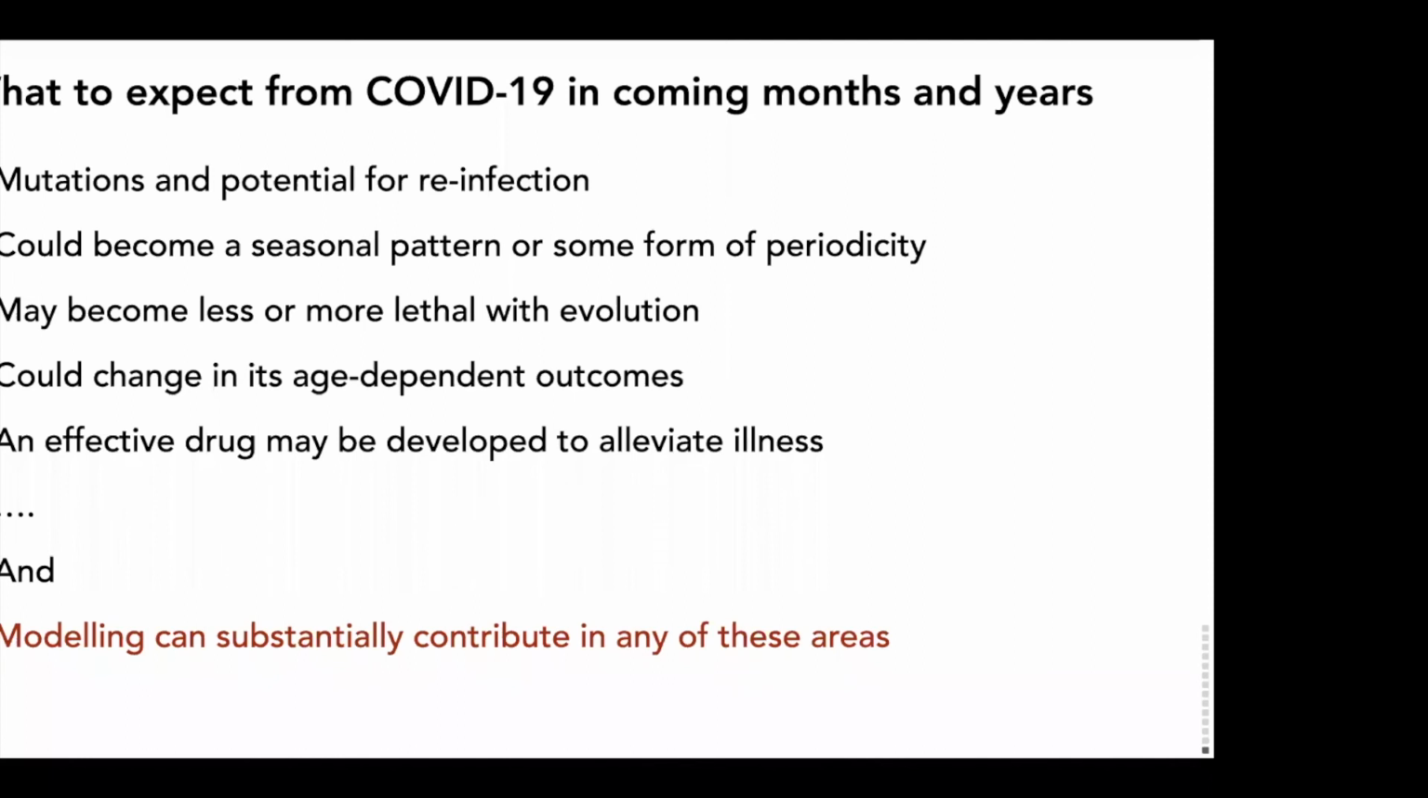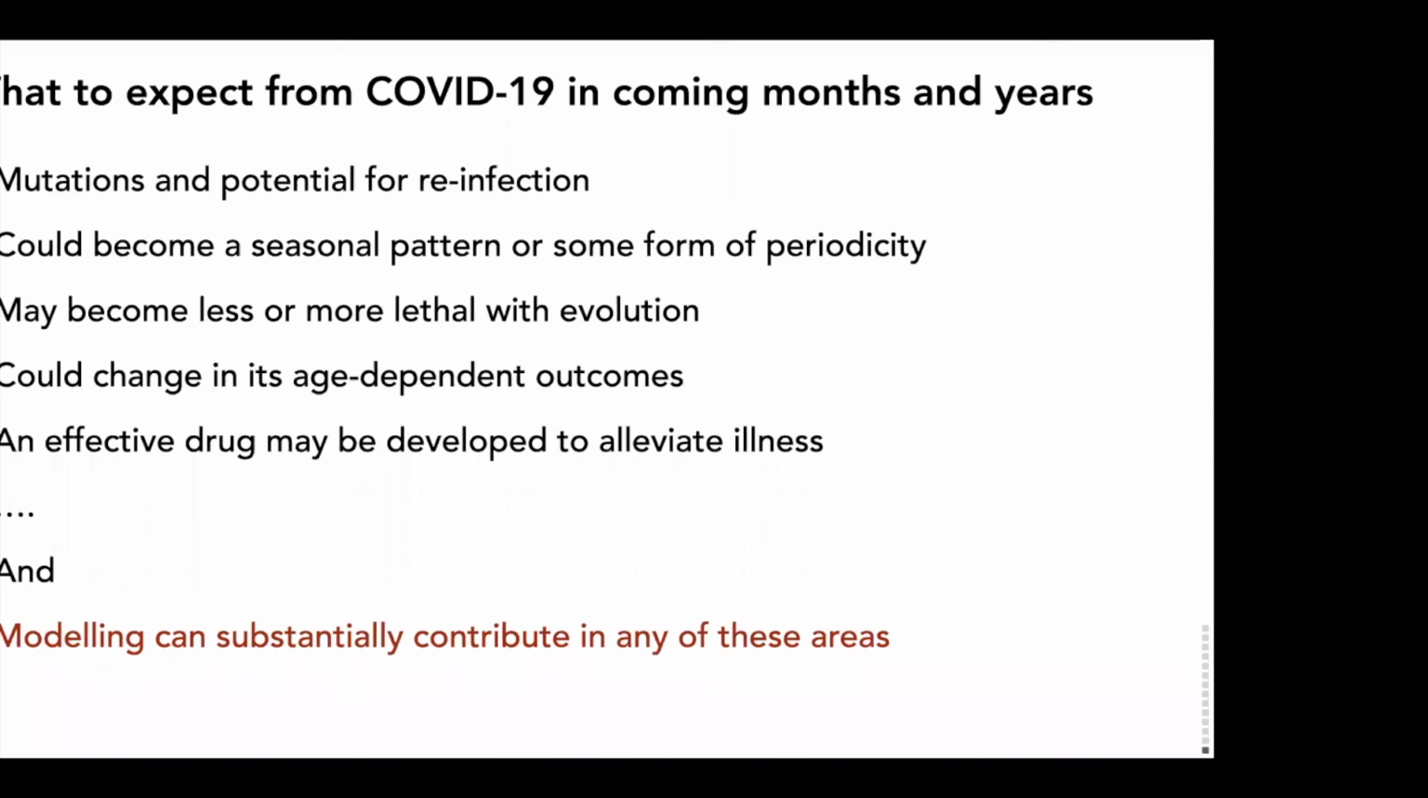So there are other questions on the table in terms of the evolution of the virus, whether the virus will be less or more lethal compared to the current stage of the disease. And the evolution and mutation of the virus could actually cause a change in its outcomes in terms of affecting different age groups in the population.